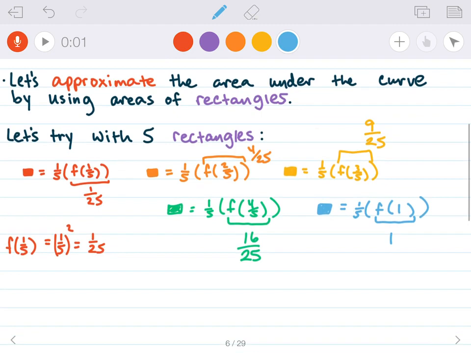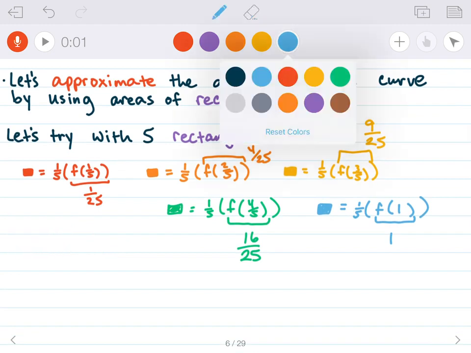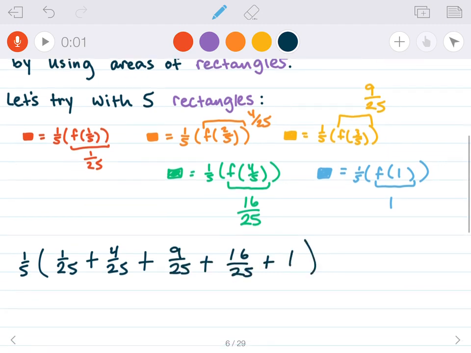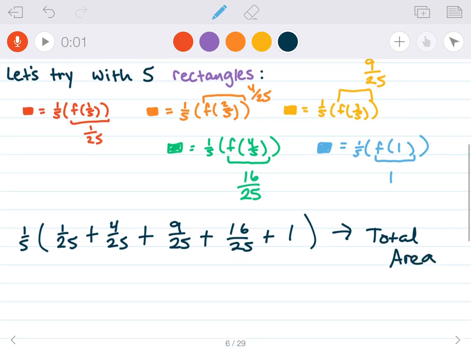Let's go ahead and add all the areas up. I have a fifth, and I can factor out a fifth, because each of these areas has a fifth in common. So I have a fifth times 1/25 plus 4/25 plus 9/25, 16/25, and blue is 1. So this is the total area of the rectangles. Let's go ahead and count these up.